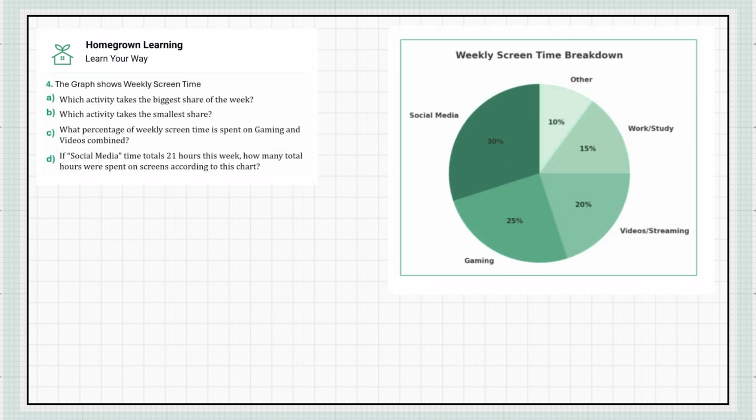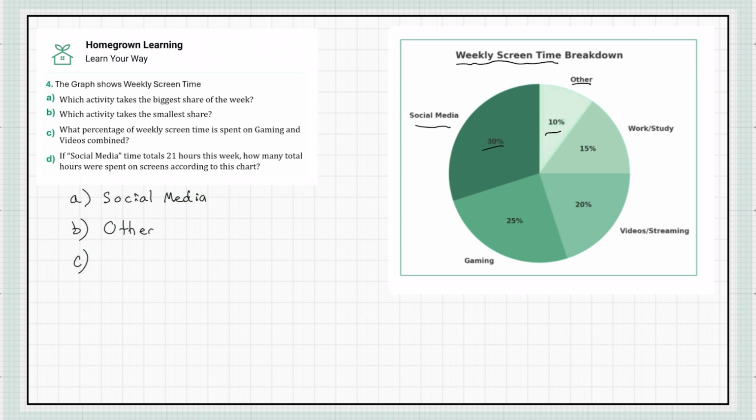Alright, let's look at another one. So for 4, we have a breakdown of our weekly screen time. So where are we using all of our screen time? On our phone or other devices? So let's look at 4A. Which activity takes the biggest share of the week? And we are spending the most amount of time by far on social media. Okay, and the next one, the smallest share is spent on other. So this is everything that doesn't fall into these other categories.